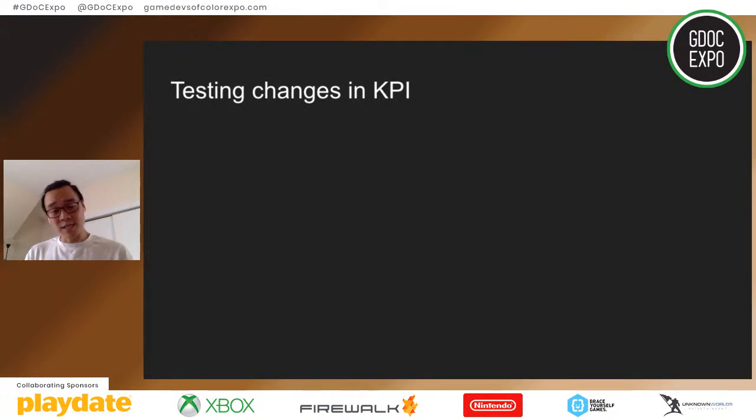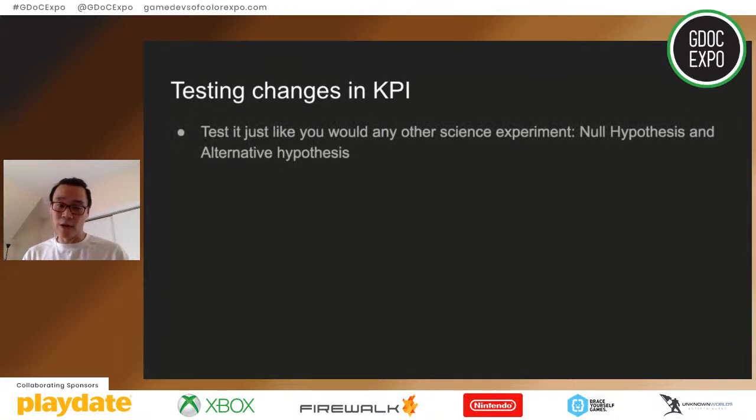Why is it important to test these KPIs is because you want to make a change to your game. You want to know if your change is doing the thing you want or is it doing the thing you don't want, so you know not to do it again. So to test this, we do this like any other science experiment. A null hypothesis and an alternative hypothesis. Okay, well, I want to do this thing. What happens afterwards, right? You measure it and you measure it again and test the changes, right?